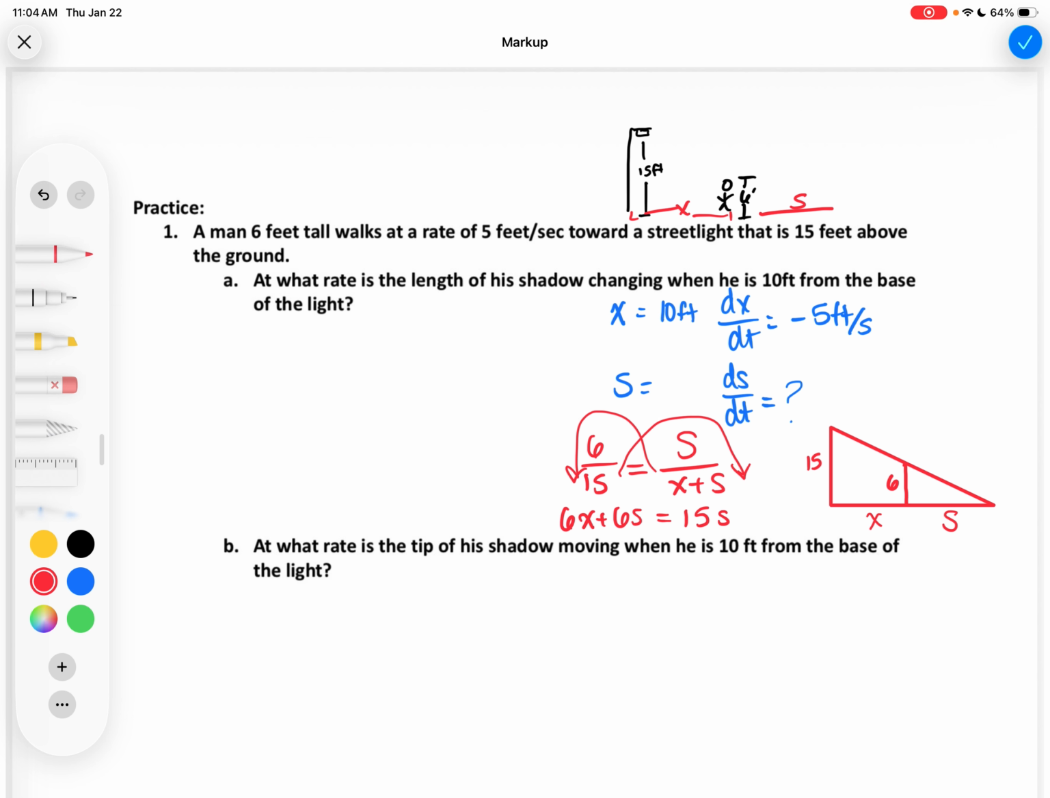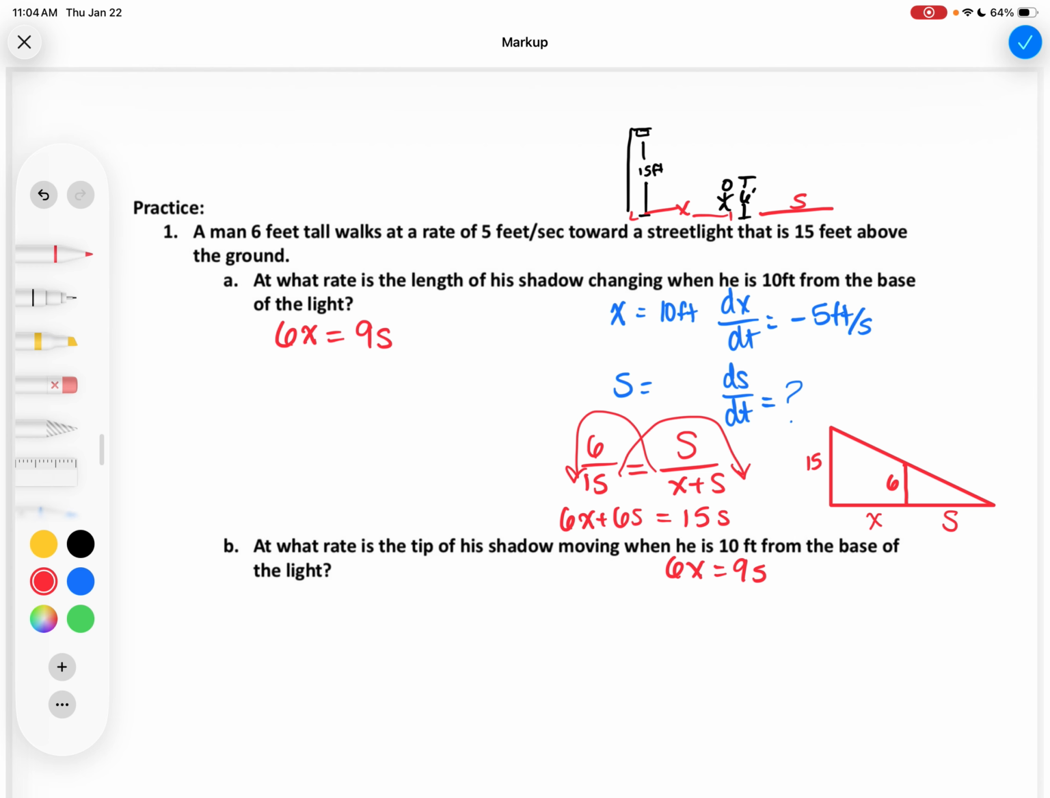And then I'll subtract 6s over, and that's going to give me, I'm just going to write it under here, 6x equals 9s. So this is actually going to be the formula that I'm using because I care about the length of his shadow, not like the area or something like that we've been dealing with previously. So I didn't really have a formula that I just knew to apply to this, so I had to kind of find one.